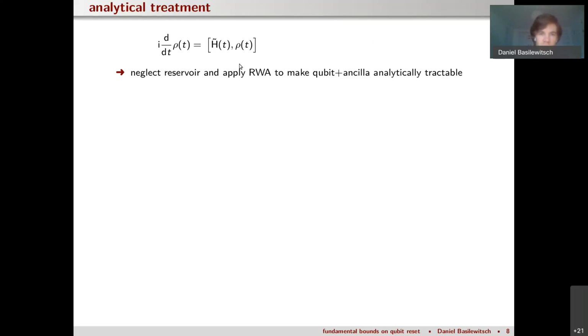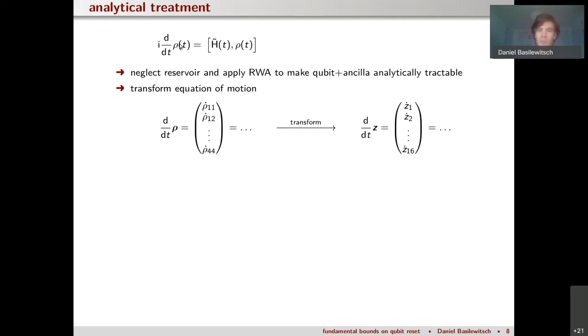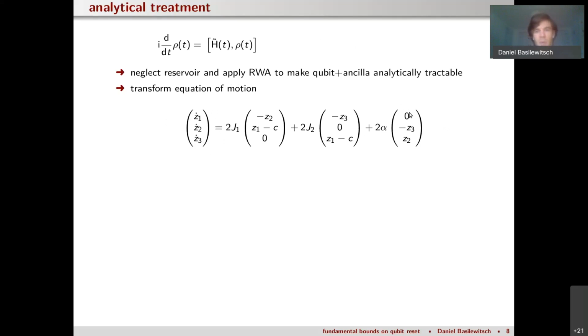So we will only consider such an equation, and I'm not going to go into the details, but I just want to briefly motivate what the key ideas are. So you can assume your qubit ancilla state to be a 4 times 4 density matrix, so it has 16 elements. You can write this entire differential equation in vector form, and by picking the right transformation, you can transform the entire equation of motion such that it becomes a 3-dimensional problem, with only Z1, Z2, and Z3 being relevant.